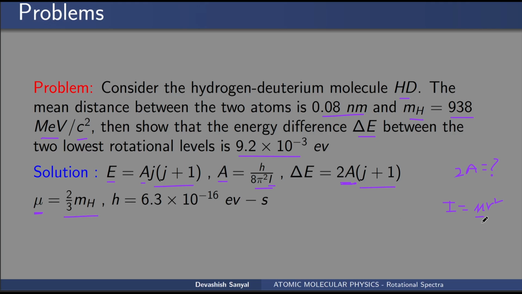And r is given. H. So we have to find the answer in electron volt. So best is to convert h, generally we know the value of h in joule second, into electron volt second. So this is straightforward. If you do it, h is equal to 6.3 into 10 to the minus 16 electron volt second. And now if you put the values in this expression, you are going to get the answer. So answer is twice A.